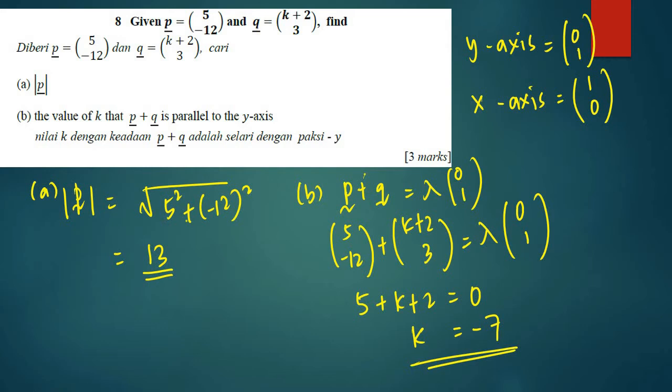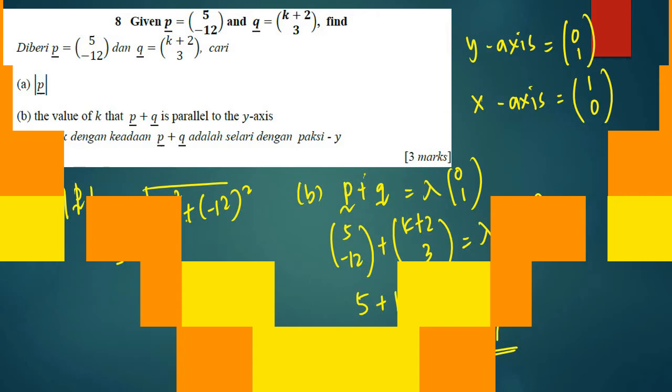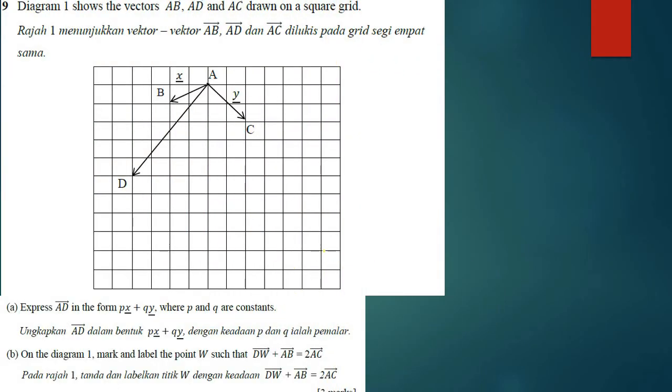Okay, 3 marks question is quite simple for this one. Okay, look at this one. This is quite a common question in Paper 1 now. Given the diagram, a vector x, vector y like this, express AD in the form of px and qy.